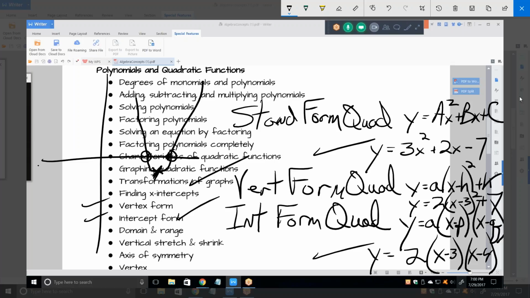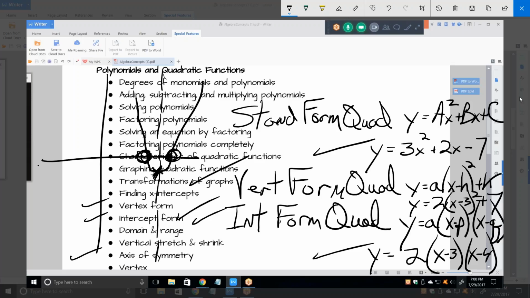Now, if you get something in intercept format, you don't know where the vertex is to start with. But you do know where it crosses the x-axis. You know these 2 points right there. And let's talk about symmetry, because I see down here axis of symmetry. The axis of symmetry is the imaginary line that goes through vertically such that this thing is symmetrical on each side.